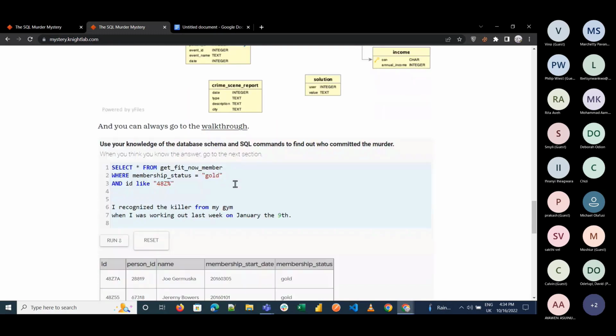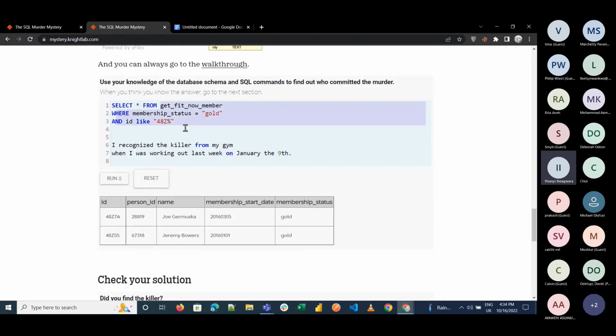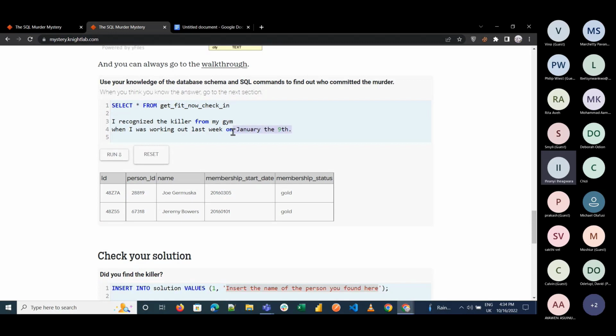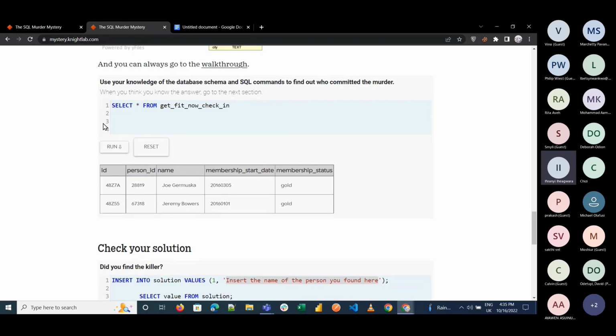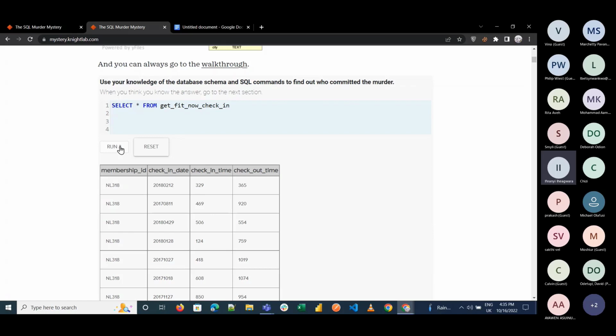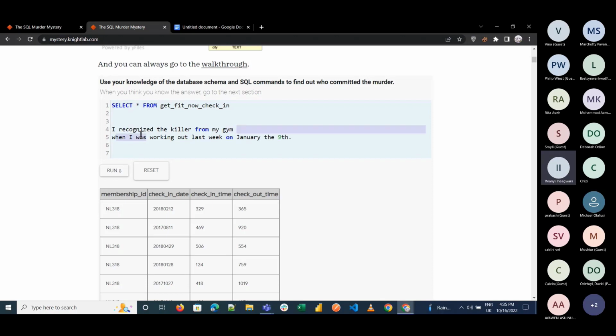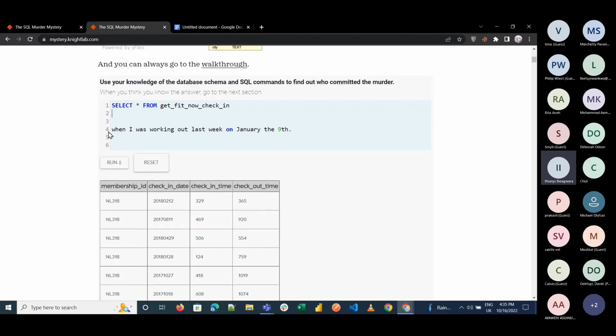Okay, so I come back here and I want to explore this table. We only know the date, which is January 9th of this year. So let's cut this and run it. So we have this now, a killer from our gym. So let's check where the day she was working out is, asterisk. The membership ID, we don't know, she doesn't remember the membership. The check-in date, we know the date. So we check in where the check-in date.